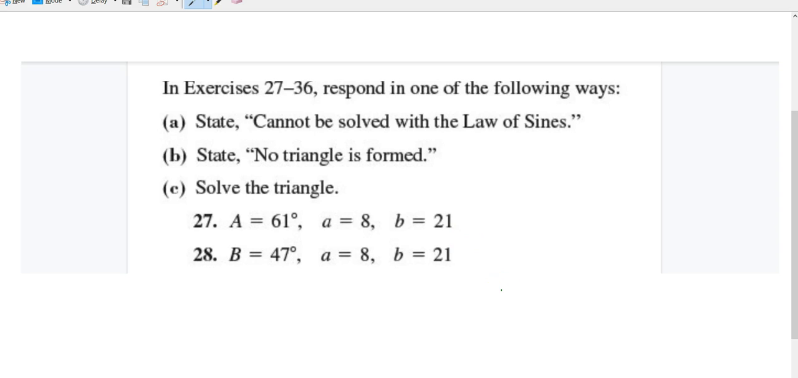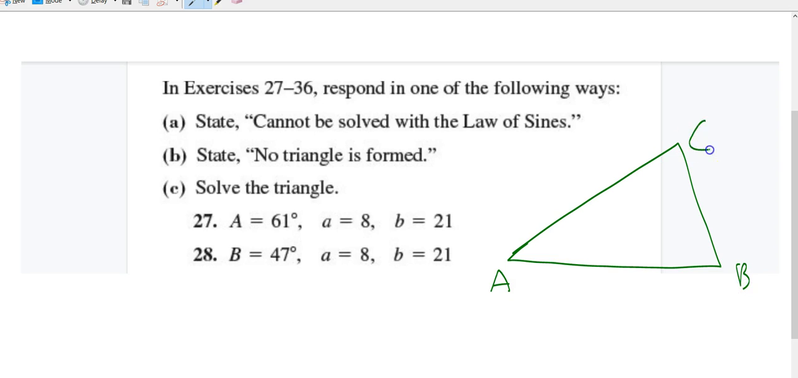Okay, so it's question 27. Let's go A, B, C. So basically, my question is, I thought like 61, we got an A value of 8 and a B value of 21. All right. Let's see if we can find the height of this.